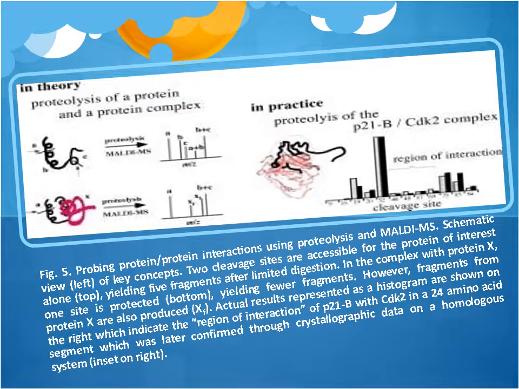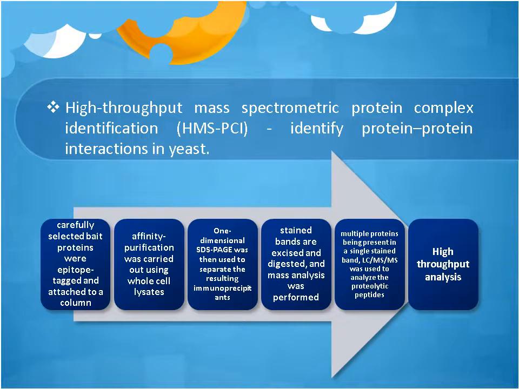In studies of multi-subunit protein complexes, the resolution of MALDI-MS may not be sufficient in order to resolve all proteolytic fragments. In these cases, selective isotope labeling can be employed in order to identify the fragments of individual subunits. In addition to that, high-throughput mass spectrometric protein complex identification, which was abbreviated as HMSPCI, has been recently used to identify protein-protein interactions in yeast.